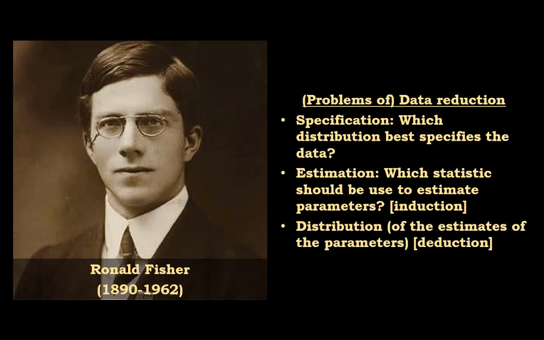The third aspect of statistics is data reduction. And what are the problems of data reduction? One of the problems is specification, which is, given a data set, I've got a lot of values, I collected data and I have these values. Well, what distribution best specifies that data? So, is it a normal distribution? Is it a uniform distribution? Is it a binomial distribution? What distribution best specifies the data? So that's one problem of data reduction.